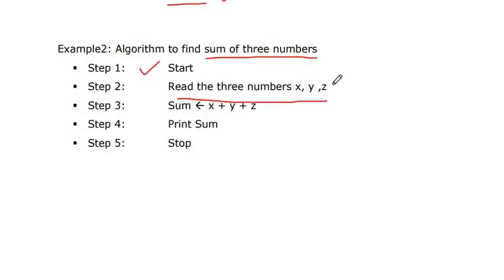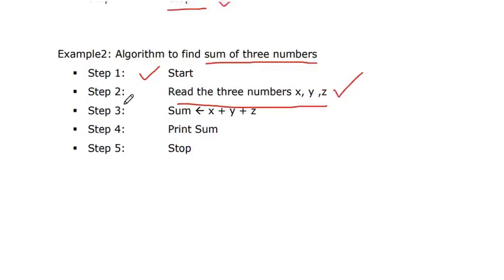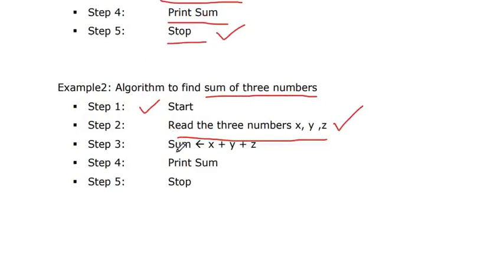In the place of x, y, z you can take anything: a, b, c, p, q, r, or whatever you want. For simple understanding, here I have taken x comma y comma z, three variables. Now in the next step we have to find the sum of the three numbers. x plus y plus z implies sum, means sum is equal to x plus y plus z.